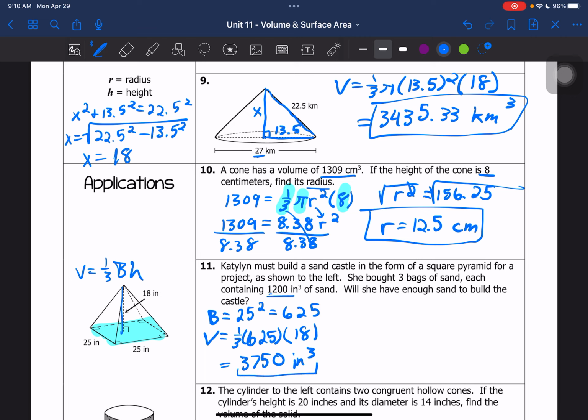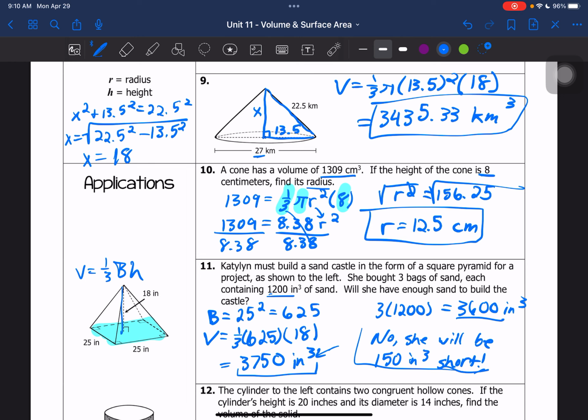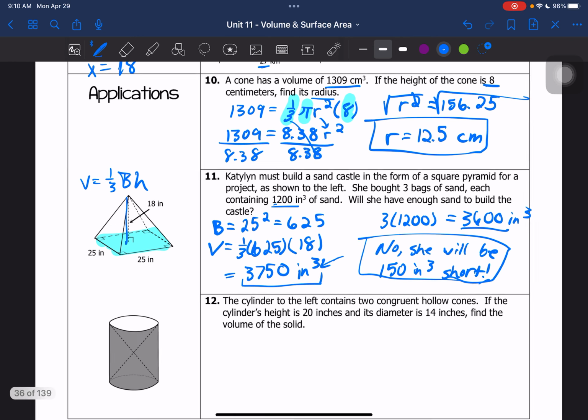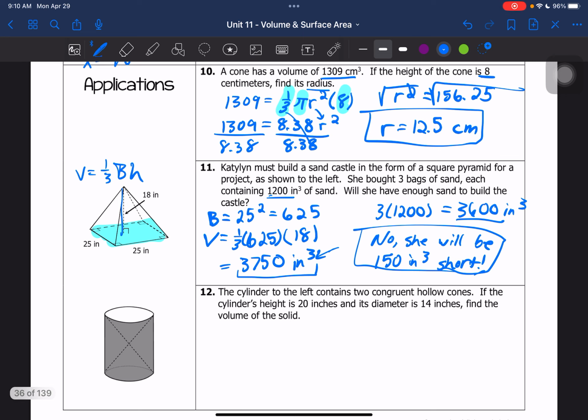She bought 3 bags of sand, each one having 1,200 inches cubed. So let's figure out how much sand she has total by taking 3 times 1,200. That gives you 3,600 inches cubed. And the question is, will she have enough sand? Well, this is how much she has, and this is how much she needs. It seems like she doesn't have enough. So we would say no, she will be 150 inches cubed short. She needs a little bit more sand in order to build the pyramid exactly at those dimensions.